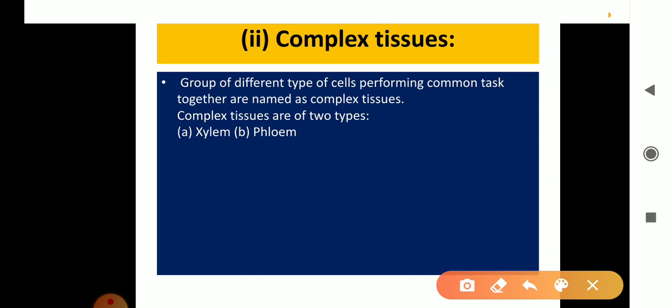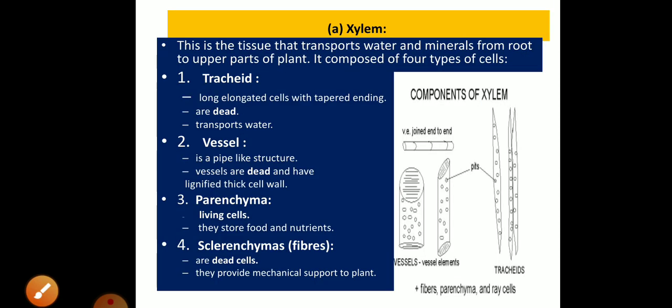Then complex tissue are of two types. One is called xylem and second is called phloem. Now see one by one. First is xylem. As I told you earlier also, xylem is a tissue which helps in the conduction of water and mineral. It helps in the conduction of water and mineral.